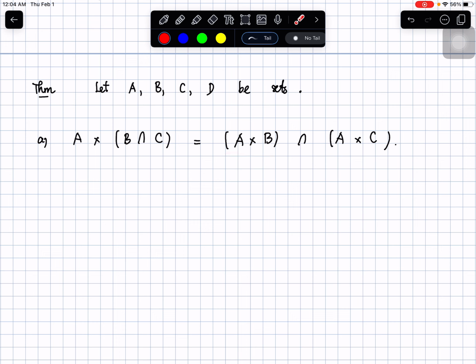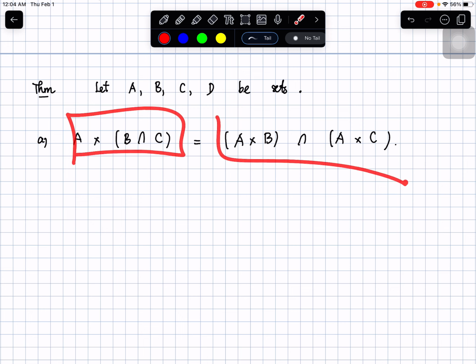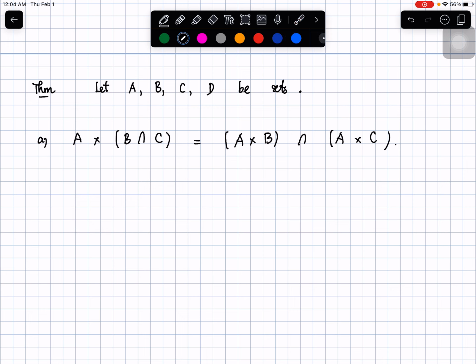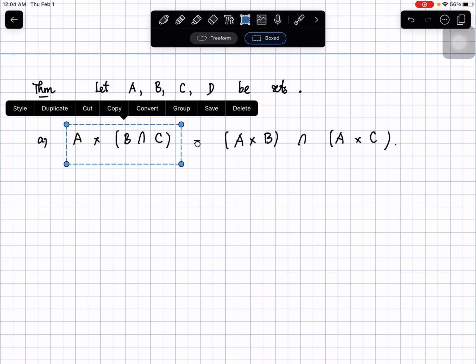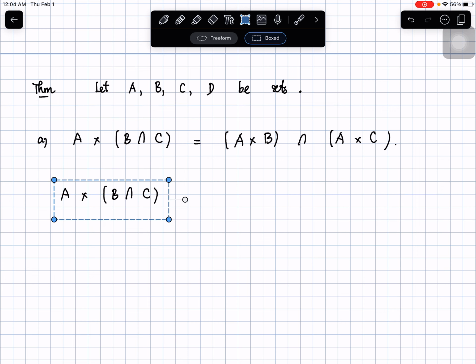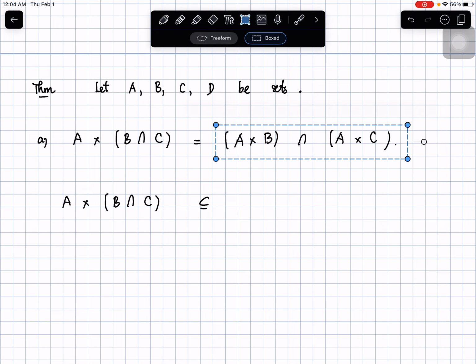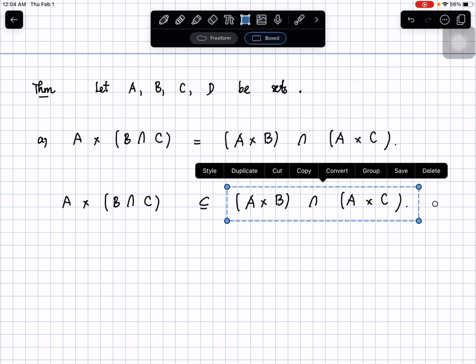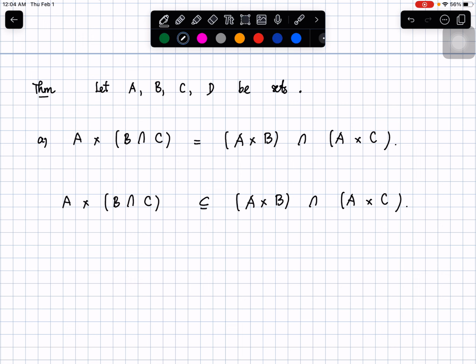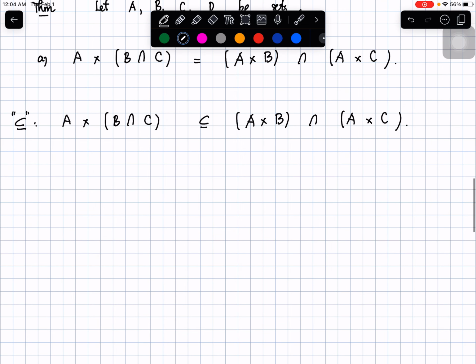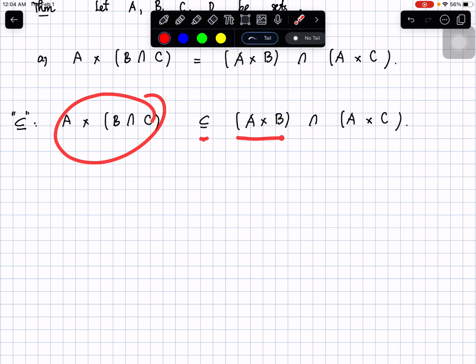So again, here we need to prove two sets are equal, right? So as we always do, we prove the first set, the left hand side, is a subset of the right hand side, and vice versa. So let's prove this part first. We prove the first containment. So A cross (B intersect C) is a subset of (A cross B) intersect (A cross C).